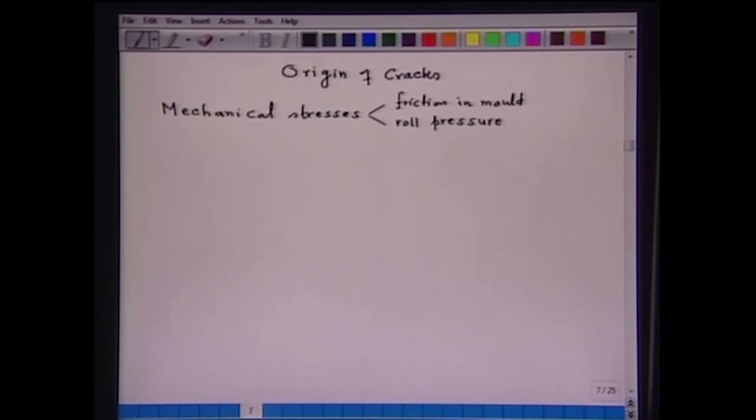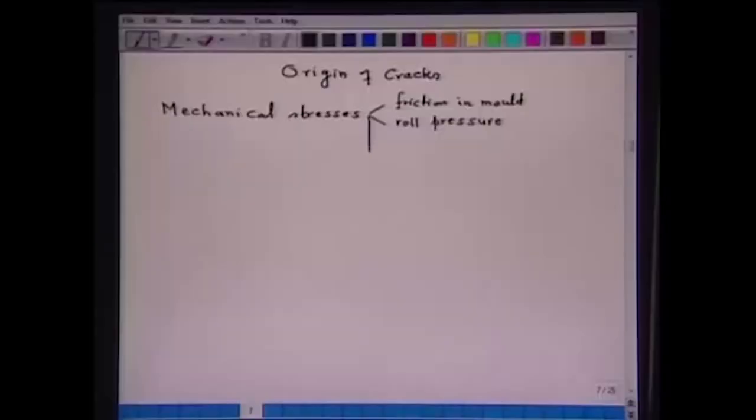Roll pressure, because for the withdrawal of the strand you have to put some roll and some pressure has to be put over there. Then ferrostatic pressure. For that purpose, the strength of the solidified shell, particularly in the mold, should be sufficient so that the ferrostatic pressure exerted by the liquid, that shell can sustain. Later on in the secondary cooling zone, a shell of sufficient thickness has developed, so the effect of ferrostatic pressure may not be that high as compared to in the mold.